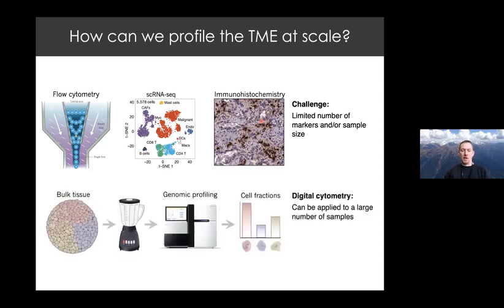And so that's where CIBERSORT and other deconvolution methods come in. The idea is that if we have a biopsy from something like a diagnostic tissue from a tumor, that's a bulk tissue, which basically gets blended up. We do some genomic profiling, such as gene expression profiling, and then there are various methods such as CIBERSORT, xCell and TIMER, which can estimate different cell fractions that are present in that mixture. That's been the status for a while now. There are various methods that are out there in the literature.